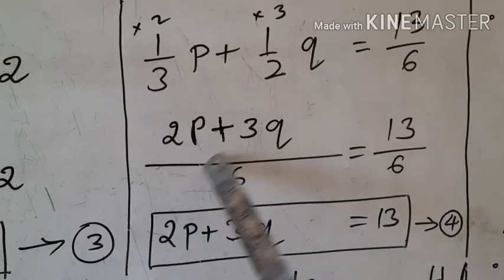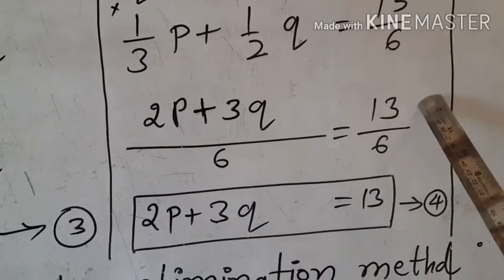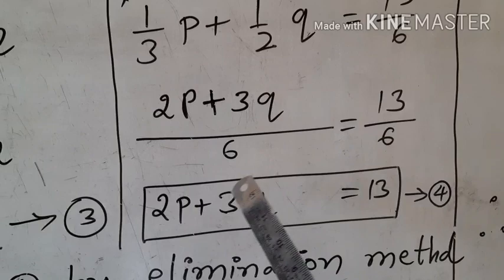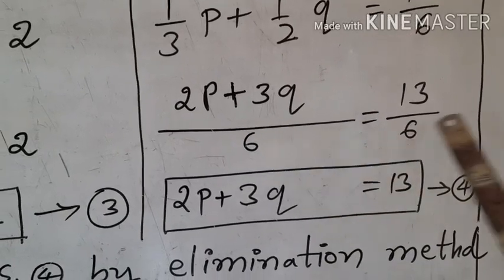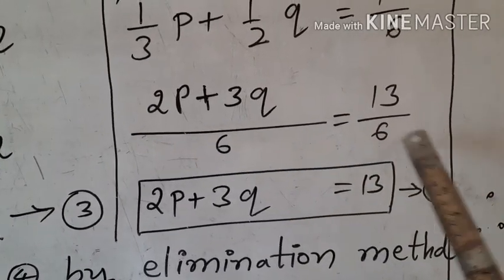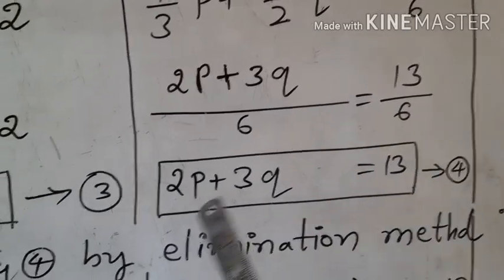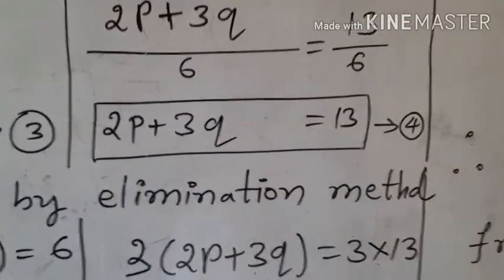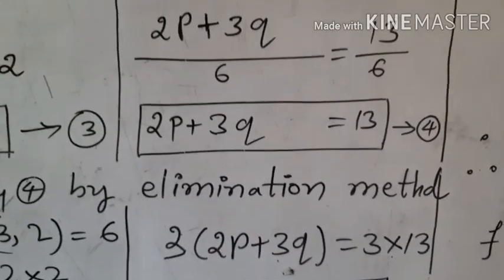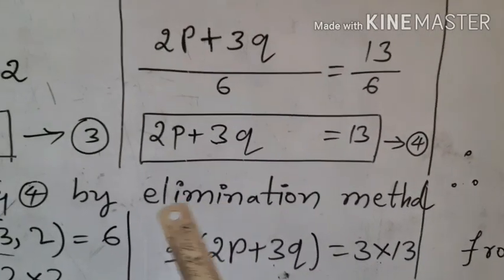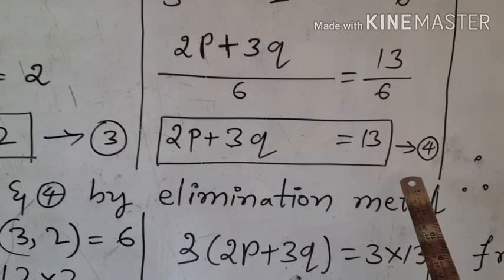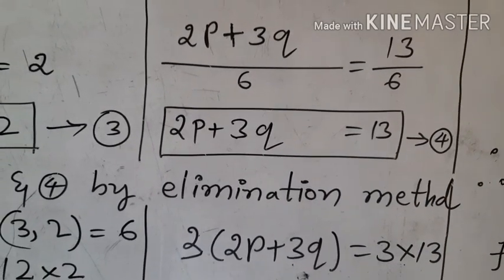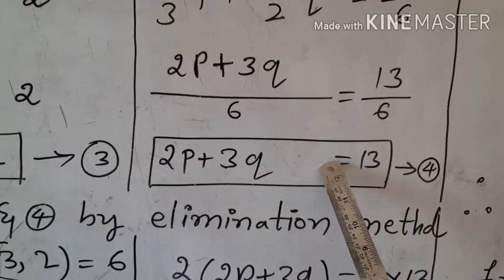Thus, it is 2p plus 3q upon 6 is equal to 13 by 6. Here, if this into 6 divided by 6 goes, this side becomes into 6, and that time 6 and 6 will get cancelled. Therefore, 2p plus 3q is equal to 13 is a new equation. I call this equation 4. Thus, 2p plus 3q is equal to 13 is a linear equation in two variables p and q.